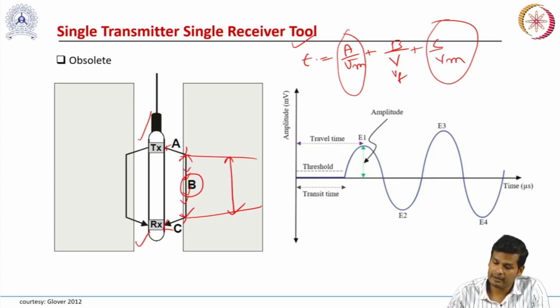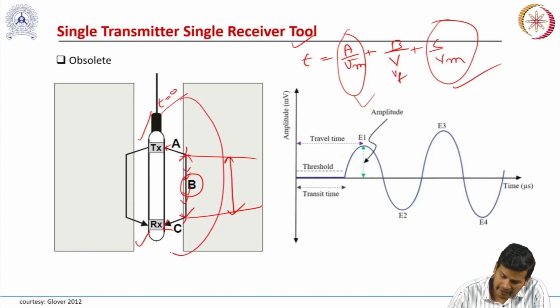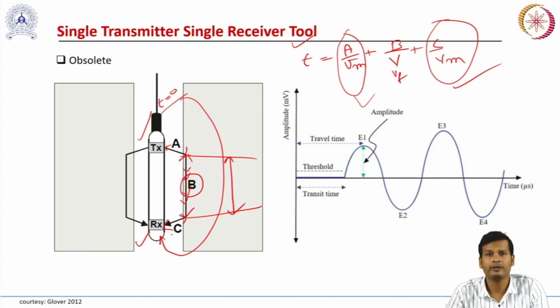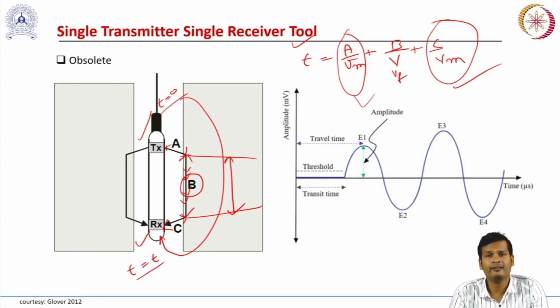For that we have to eliminate these two times. So how does this tool work? At time t equal to 0, when the transmitter starts sending a sound wave inside the formation, it will start the clock. Once the sound wave is generated, the clock will start, and the moment the sound wave reaches the receiver, the clock will stop. So it will know that at t equal to t, a sound wave has reached the receiver. That t equal to t time is nothing but this total travel time.